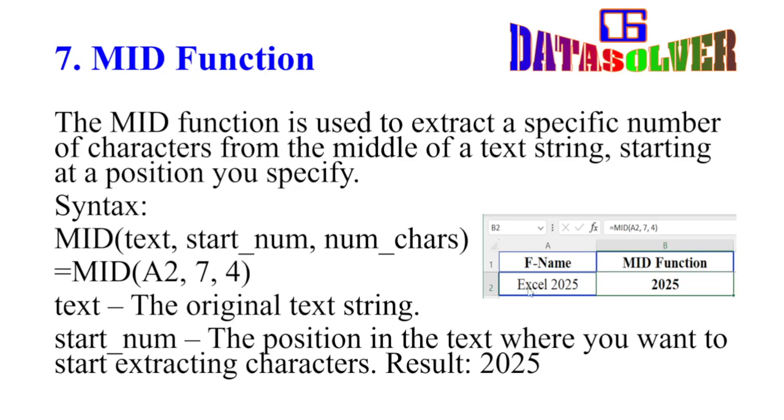If you look at the characters, the last letter of Excel is 5, then if you count the space, that's 6, and up to 2 is 7. So it counts and stops at 2 and starts counting an additional 4 to extract: 1, 2, 3, 4. 2025 is 4 characters. That's why we have 2025, which is 4 in this scenario.